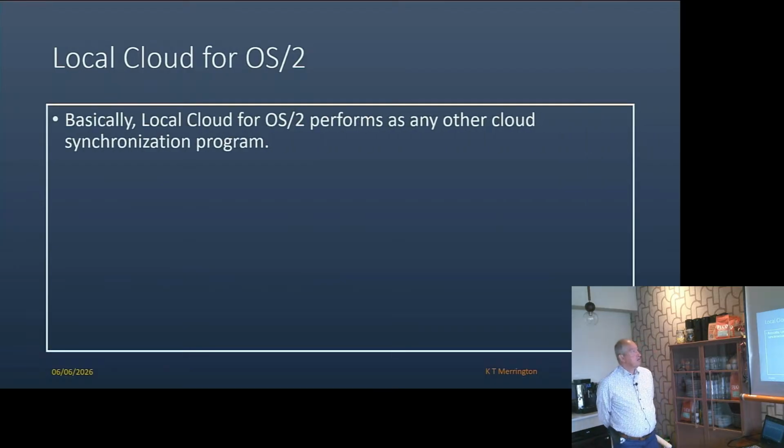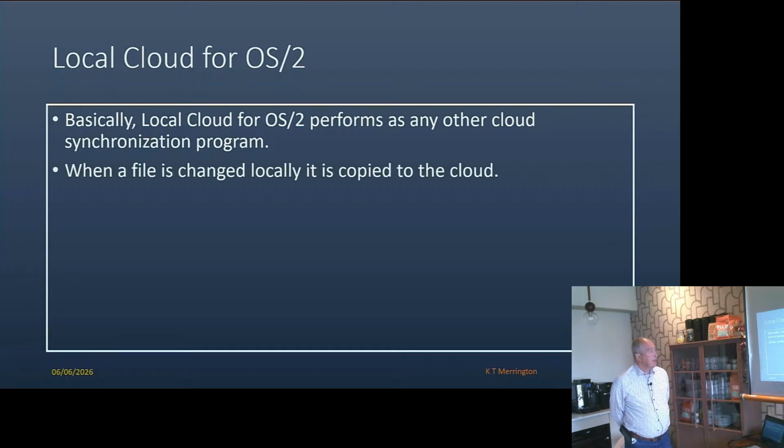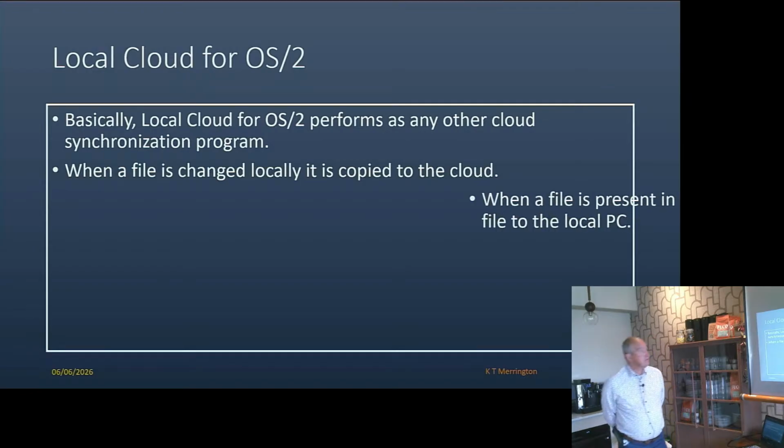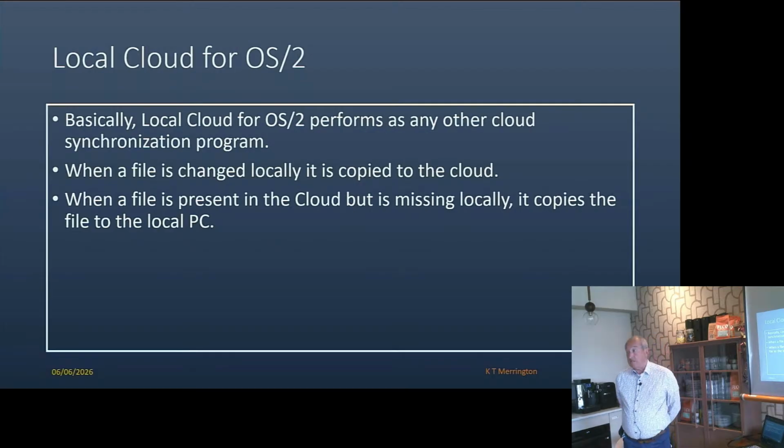Okay, what is local cloud for OS2? Basically, local cloud for OS2 performs in the same way as a cloud synchronization program. So if a file is changed locally, it is copied to the cloud, your local cloud. When a file is present in the cloud, but not available locally on your machine, it's copied to your machine. This is basically what you want.